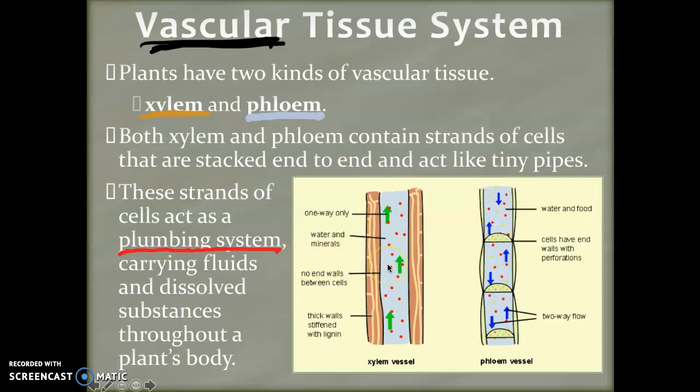I said earlier that the vascular tissue system works as a highway. You're transporting nutrients, minerals, sugar, water, whatever it is, throughout the plant. I can't remember who said it, but someone also said it works as a pipe or plumbing system, and that's a very good analogy as well. This plumbing system is carrying fluids and dissolved substances throughout a plant's body.